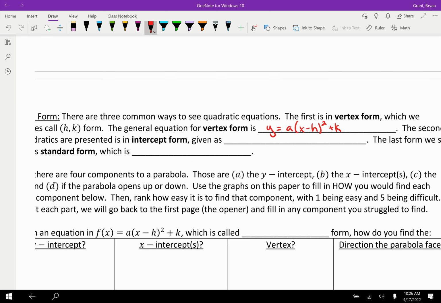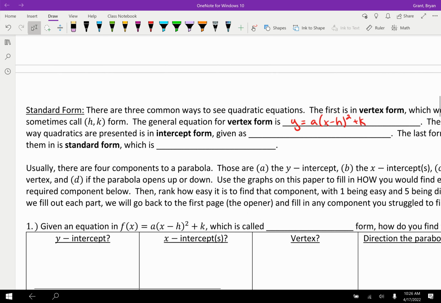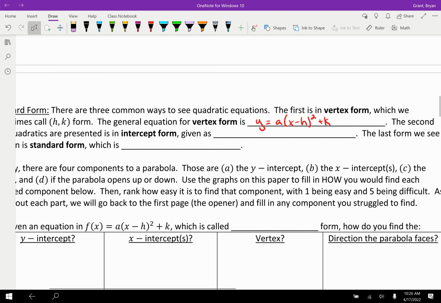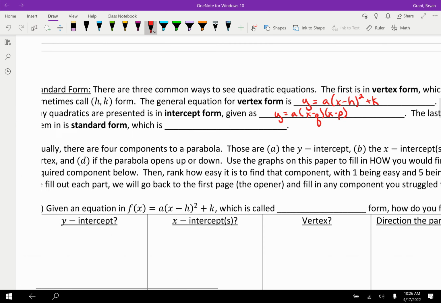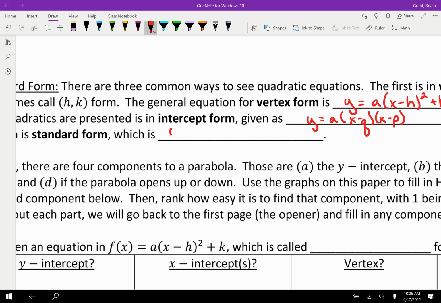The second way you see quadratics presented is in intercept form. And for that one, we saw that a(x minus q) times (x minus p), or p and q, whichever way you want to put those. And we spent a few lessons on it this unit. Last but not least, we see a quadratic in standard form. And that's what our last lesson was on, that ax squared plus bx plus c.